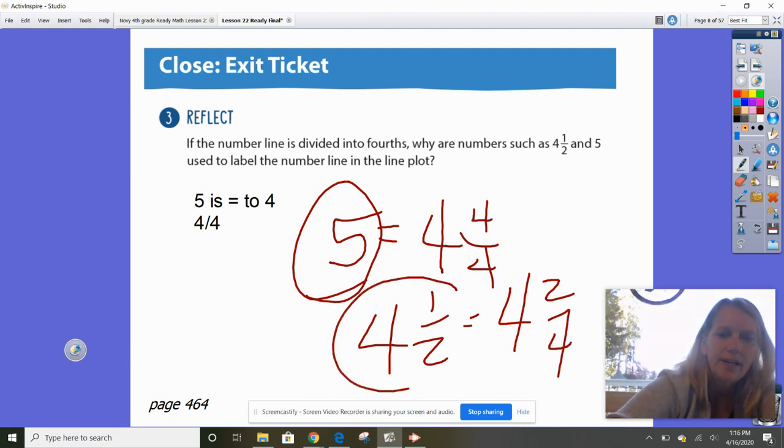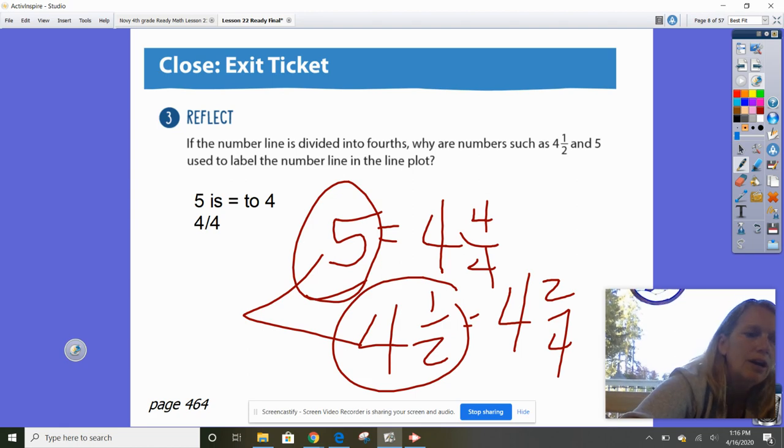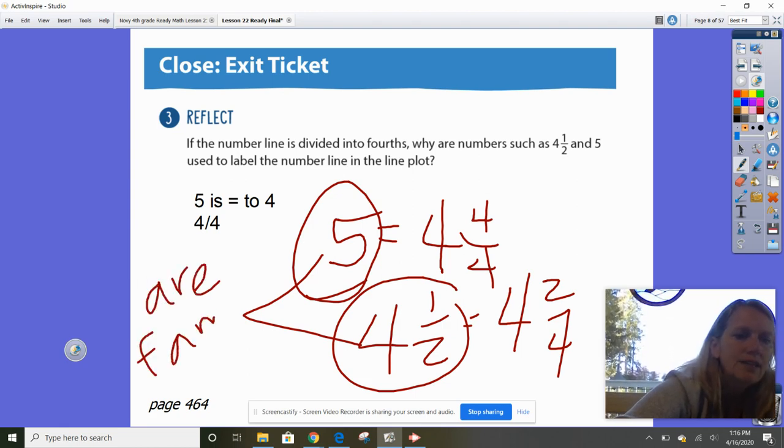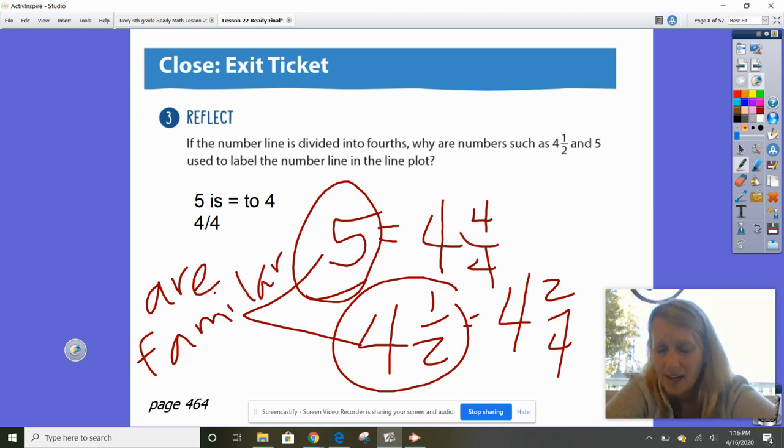But these numbers right here, these two are more familiar. We don't usually say, I would like 1 and 2 fourths of a sandwich. We would say, I want 1 and 1/2 of a sandwich. It's just more friendly numbers.